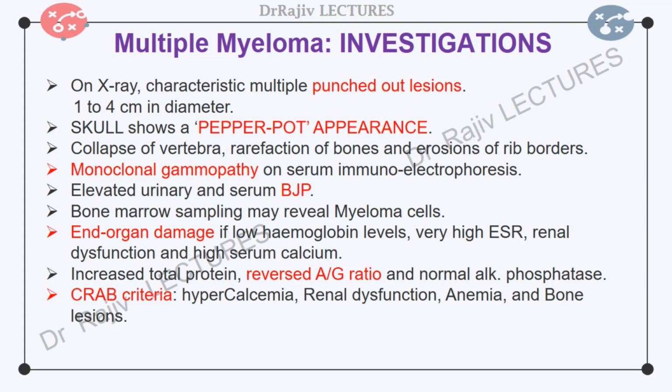End organ damage and disease severity are shown by low hemoglobin levels, very high ESR, compromised renal function, and elevated serum calcium. Also, there is increased total protein, reversed AG ratio, and normal alkaline phosphatase. The clinicopathologic CRAB criteria for diagnosis of multiple myeloma includes hypercalcemia, renal dysfunction, anemia, and bone lesions.